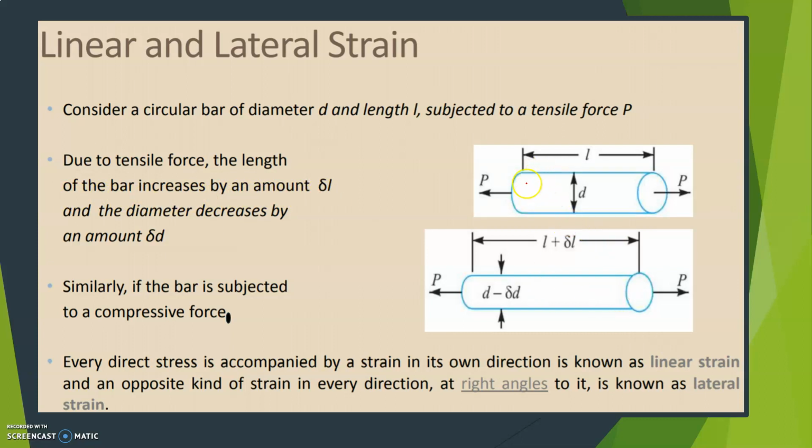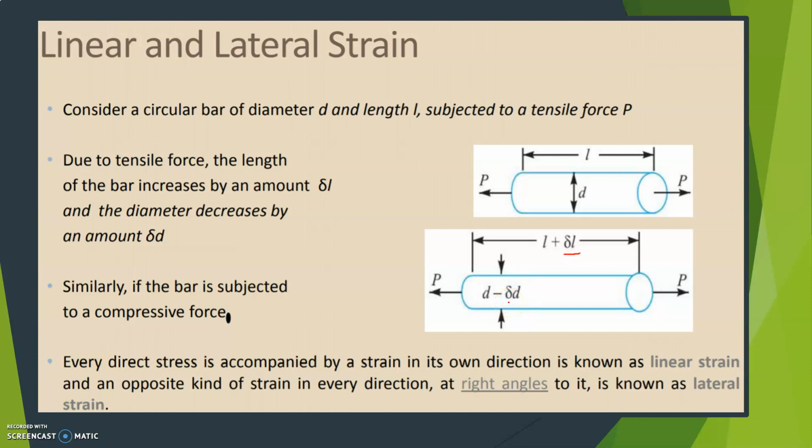See here, this is the original length and tensile load is applied here. This is the diameter of the bar. Because of the pulling force, there will be an increase in the length. That amount is delta L. And the diameter decreases by an amount delta D. So this diameter now becomes capital D minus small d, that is the change in the diameter.